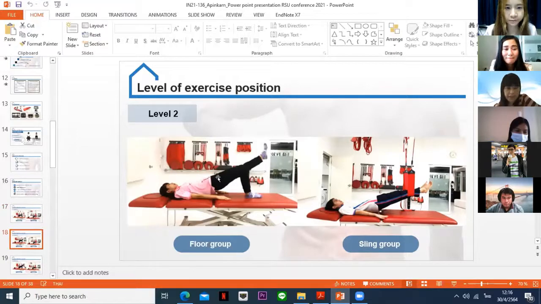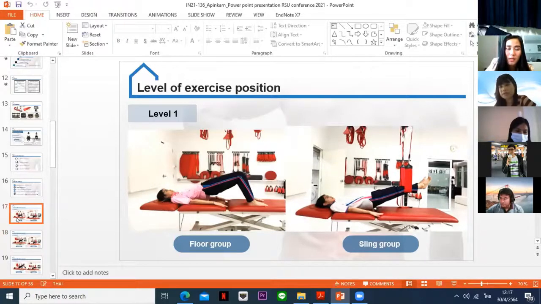For the average of the floor group exercise, how many times can they do? Have you noted about that? How many times of this floor exercise for one level? I mean the average of the participant, or how many times to test? Yes, three times for the test. But if the patient cannot pass, I pause and train before exercise.